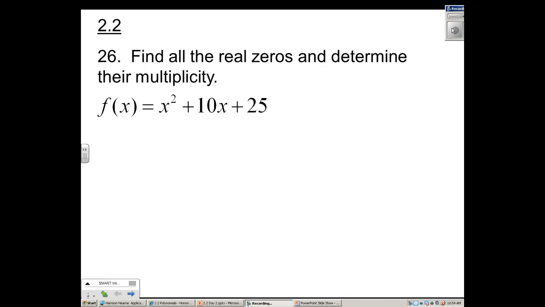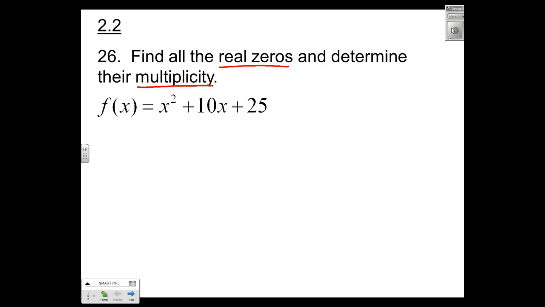All right, welcome back. Here's a few sample problems from section 2.2, which is dealing with polynomials of higher degree than quadratics. But interestingly enough, our first one that we're looking at today is actually a quadratic. We're to find all real zeros and determine their multiplicity.